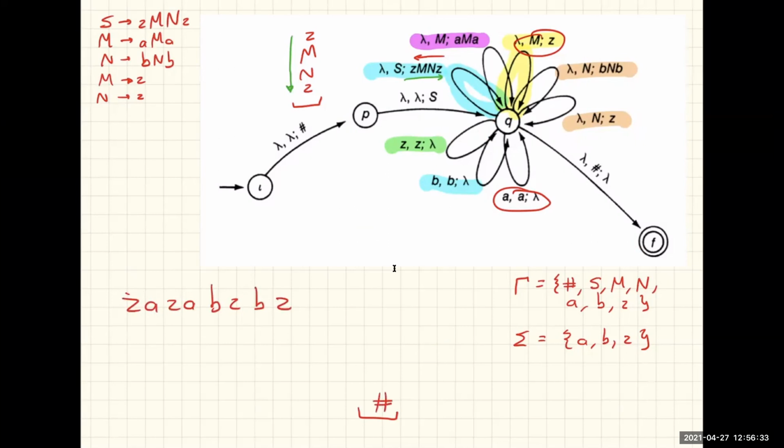We start with the hash and then S, we are reading this. And we change this for ZMNZ, which is not ambiguous. It's the only possibility. So we change S for ZMNZ. And then at this point, we have only the possibility of reading this one, moving our head, and consuming this one. Now we get to the point that Emilio is asking.